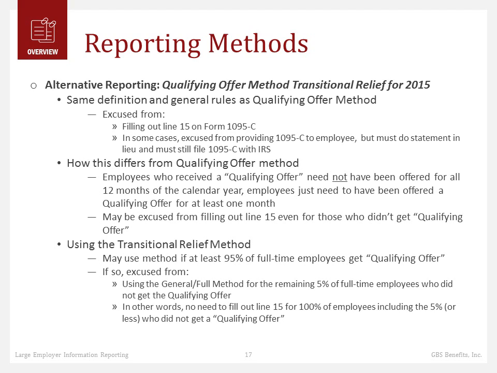So far on this transition relief, it's exactly the same as the qualifying offer method, because you're excused from line 15, which is what most of you would be dealing with. So how does this differ from the regular qualifying offer method? Well, employees who receive a qualifying offer need not have been offered for all 12 months of the calendar year. Employees just need to have been offered a qualifying offer for at least 1 month. In other words, even if this individual doesn't get a qualifying offer for the first 5 months of the year, you can still use this method.